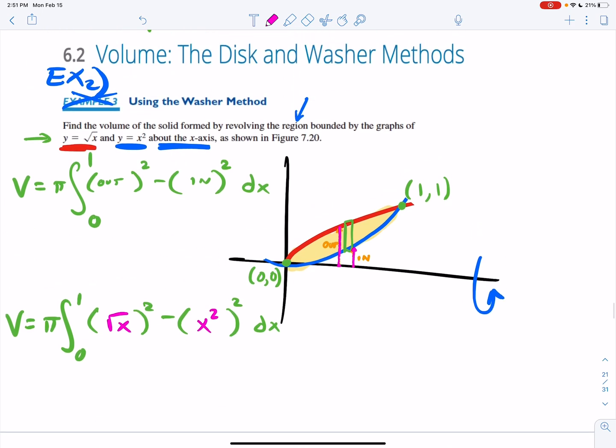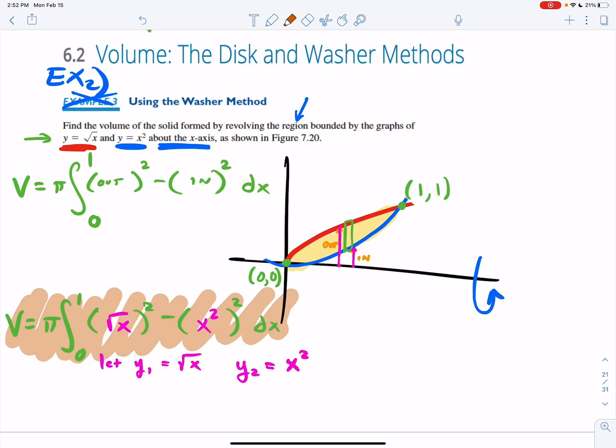The rest, we're going to use a calculator. Here's what I'm going to ask you to do. We're going to let y1 represent the square root of x, and we're going to let y2 equal x squared. Go ahead and do that on your calculator. So y1 is the square root of x, and y2 will be x squared. Then you're going to go 2nd mode to your home screen, and we're going to try to type this entire thing out.